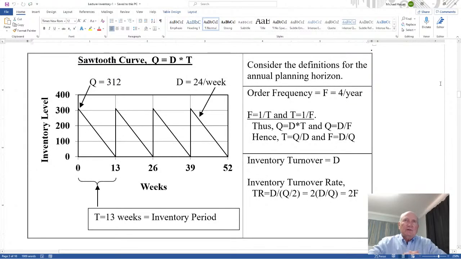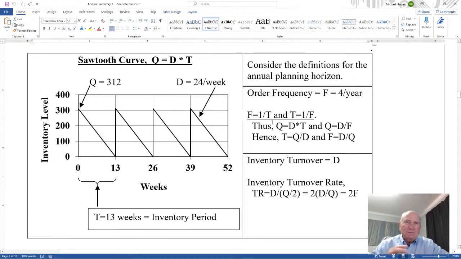So let's look at the Sawtooth Curve. The Sawtooth Curve is the classic way to represent the fundamental equation Q = DT. Notice here's time along here. These are our weeks down here. And at time 0, we receive Q = 312. This is our inventory level, so 312, this is our lot size. Then as time goes by, our demand rate is 24 items a week. That's the slope of this line. So demand will take items out of our inventory, which over time begins to decrease. When it reaches 0, which is the reorder point, then we will order and receive another 312, and it goes away, and then another 312, another 312. This represents the inventory level with the Q = DT curve.